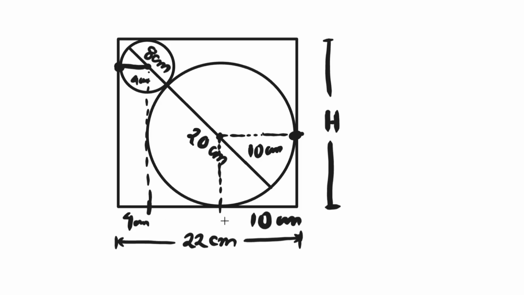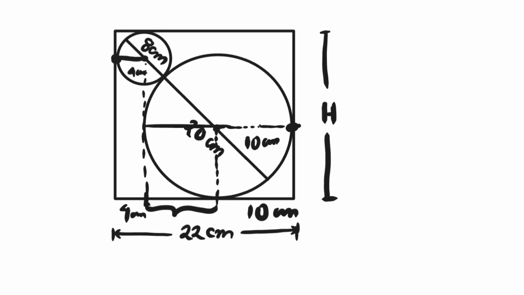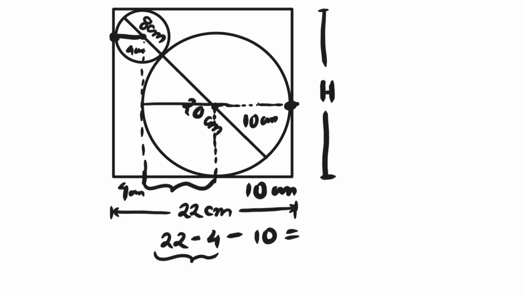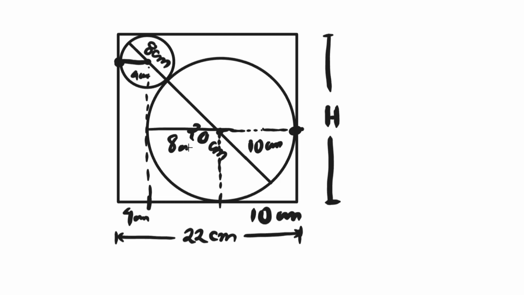Now, let's carefully find the horizontal distance between the two centers. The total width of the rectangle is 22 centimeters. We already know 4 centimeters are occupied from the left to the center of the small circle, and 10 centimeters are occupied from the center of the large circle to the right edge. So the remaining distance between the two centers is 22 minus 4 minus 10. 22 minus 4 gives us 18, and 18 minus 10 gives us 8. So the horizontal distance between the centers is 8 centimeters.